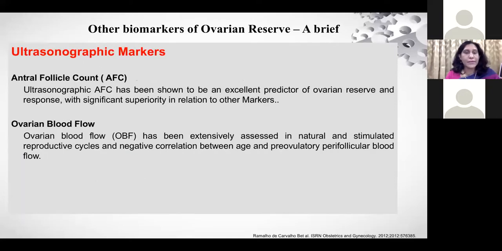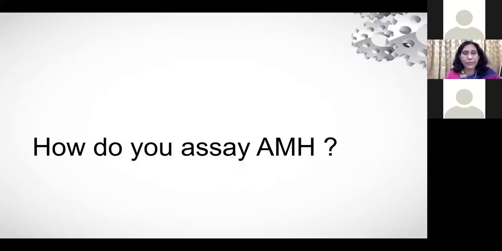There are some ultrasonographic markers like antral follicle count. The ultrasonographic AFC has been shown to be an excellent predictor of ovarian reserve and response, with significant superiority in relation to other markers. And ovarian blood flow, which can be checked with the Doppler on ultrasound.